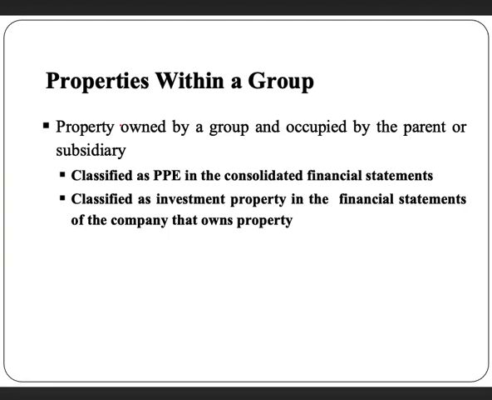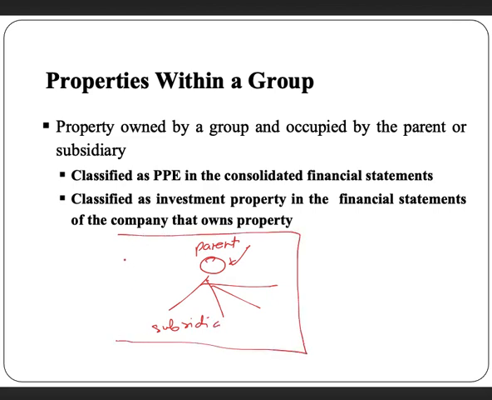Property within a group, property owned by a group and occupied by the parent or subsidiary, should be classified as PPE. So you have a parent company, you have a subsidiary. Property owned by a group and occupied by the parent, or by the subsidiary, is considered as the same business. That's why you cannot classify it as IP in the consolidated. Consolidated means reporting all figures for the parent and the subsidiary, which is the group. It refers to the group financial statement. It should be classified as PPE.